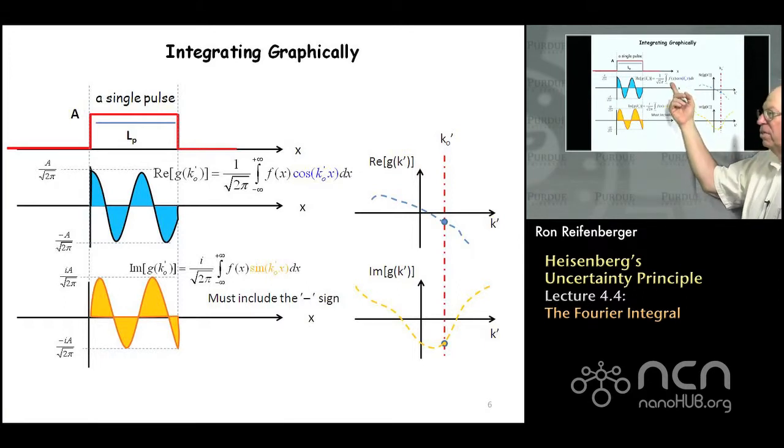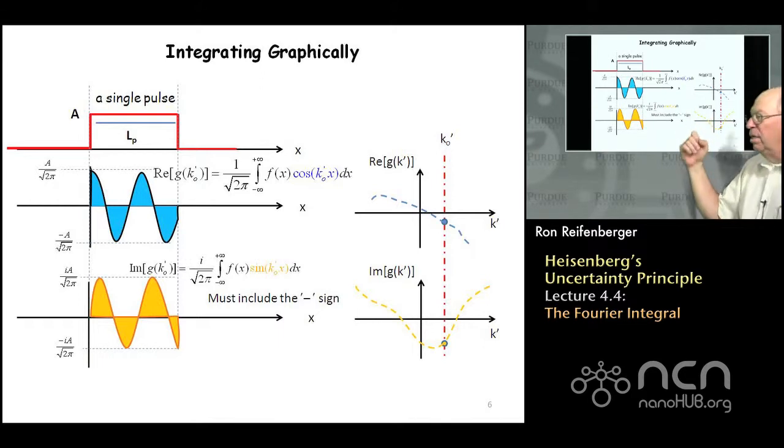What this formula is telling us to do is to integrate that product of f of x times the cosine of k0 prime x over all x from minus infinity to infinity. And that just basically means sum up the area under the curve. So what I've done here is I've plotted the area under the curve in blue. And what we have to do is figure out what the net area is enclosed by that blue curve over the region from 0 to L sub p.